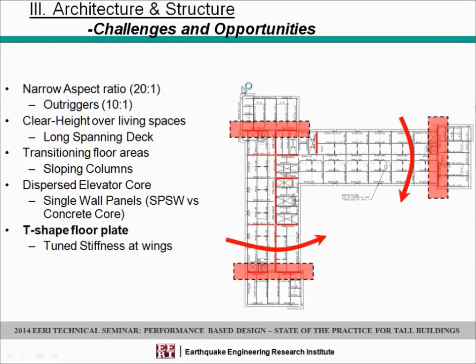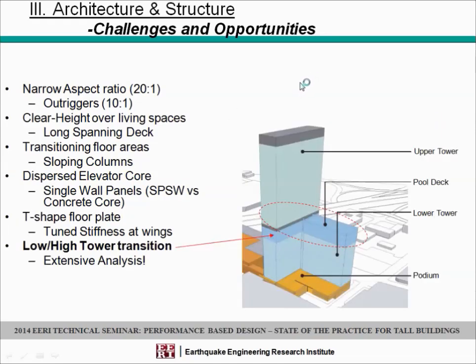Now, this distribution helped us tremendously control and tune the stiffness of the wings and prevent torsional behavior. And then the next issue, we'll talk later in more detail, is the transition from the high tower to the low tower, and what it took: extensive analysis and a lot of assistance from the peer review.